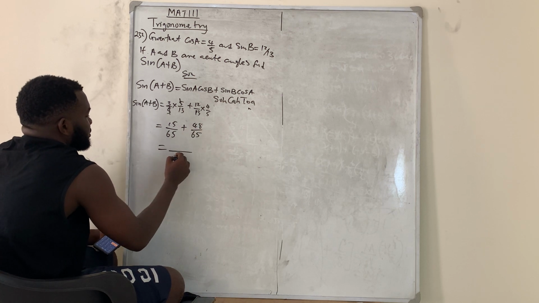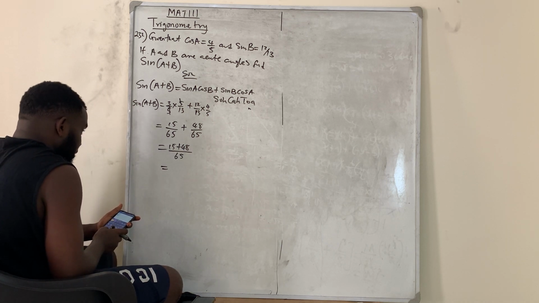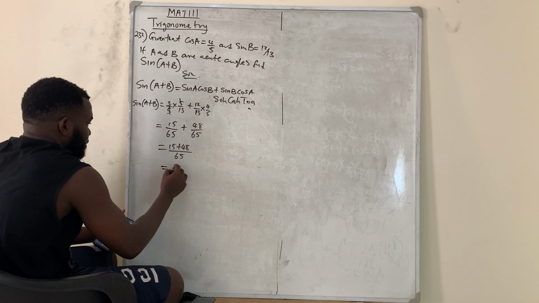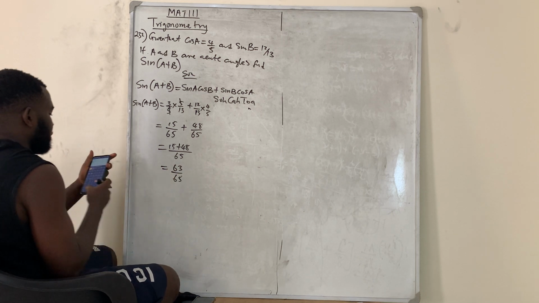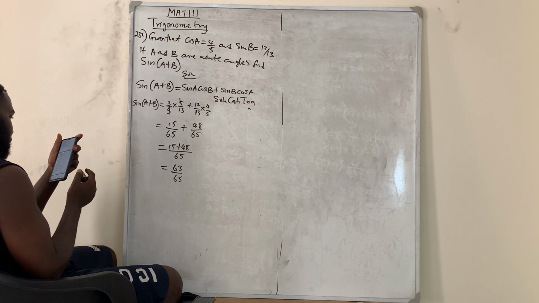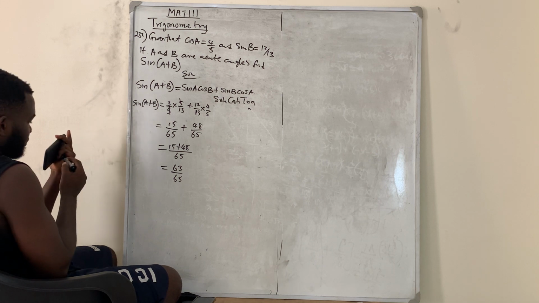So the LCM is now 65. I have 15 plus 48, which will give you 63 over 65. So that is the answer to that particular question. 63 over 65. Okay, so we move to the next question.